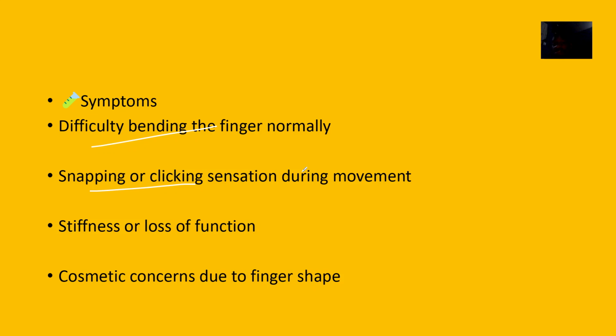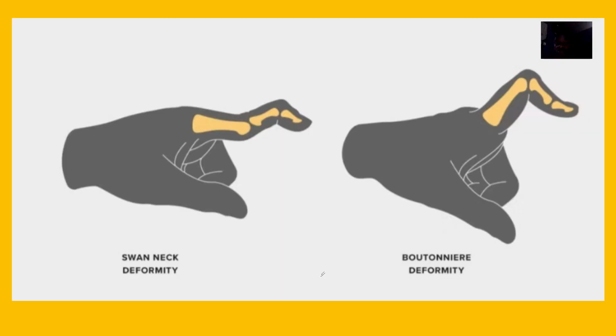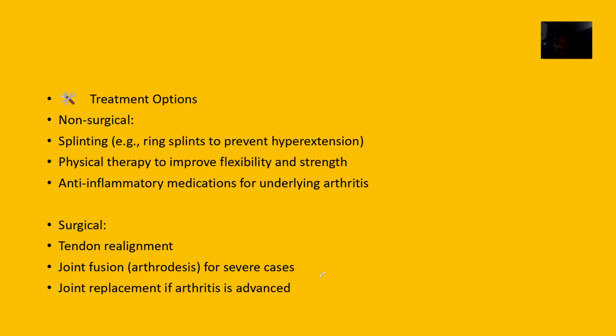So symptoms: there's difficulty bending the finger, snapping or clicking sensation during movement, stiffness or loss of function, cosmetic concerns due to finger shape. Okay, swan neck deformity. So treatment options: splinting.